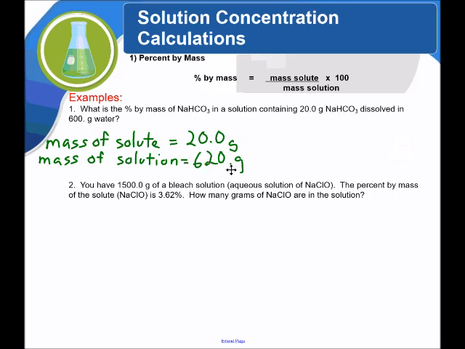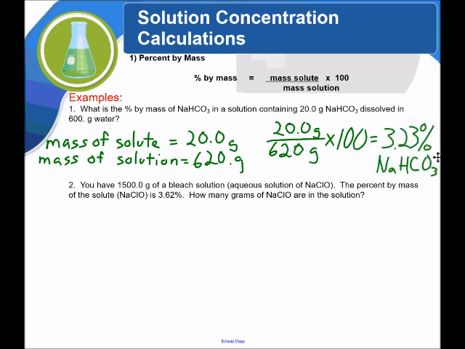Okay, so 20 over 620. So we do that, 20 divided by 620 times 100. Our answer will be 3.23% sodium bicarbonate.